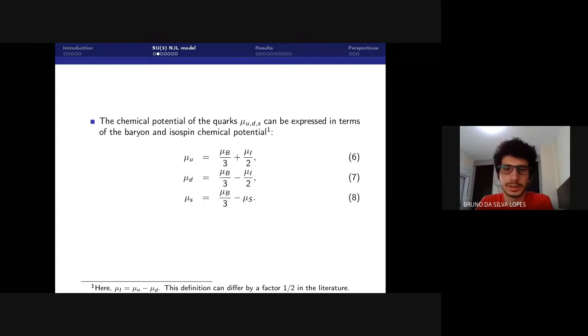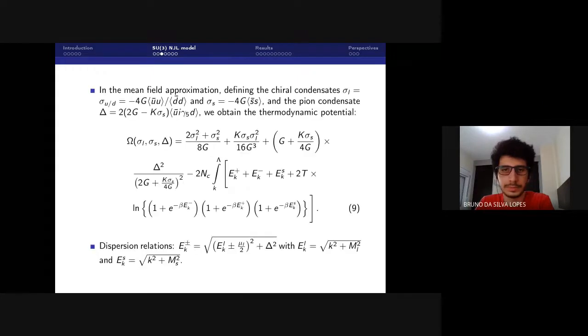And those chemical potentials of the individual quarks can be expressed in terms of the baryon chemical potential mu_B and the isospin chemical potential mu_I. In this work, we'll limit ourselves to zero mu_B and finite mu_I, and also zero strangeness chemical potential. So in the mean field approximation, defining the sigma condensates and the pion condensate delta, we can obtain the thermodynamic potential.